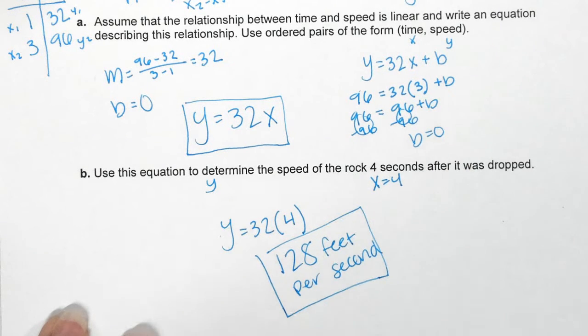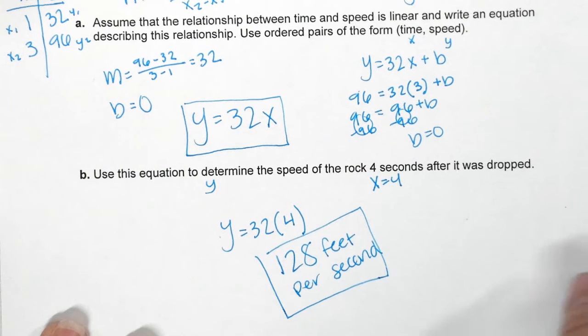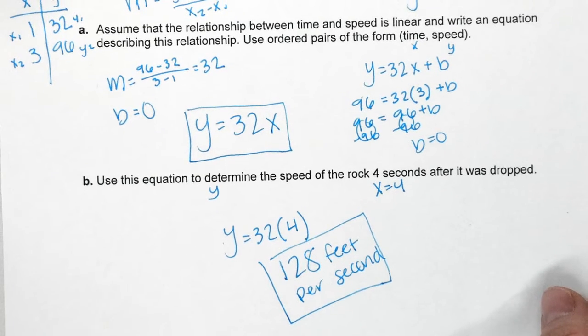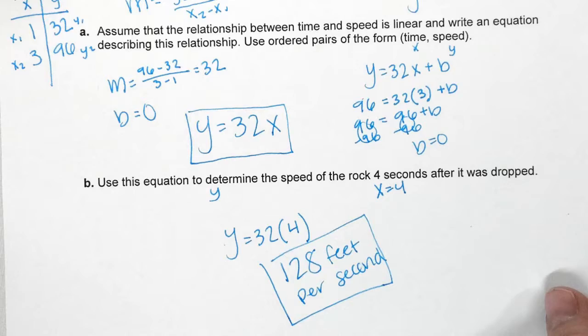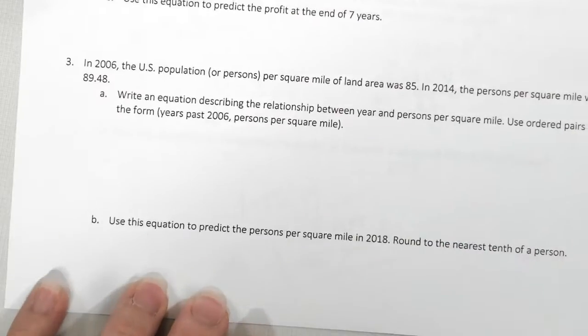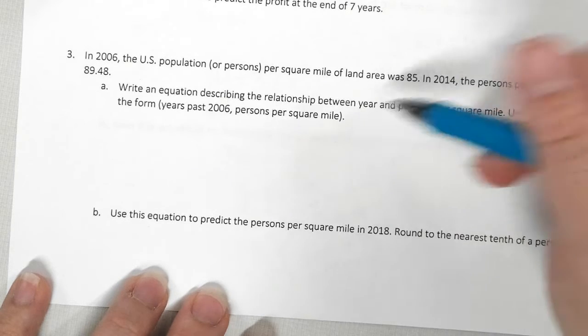Okay, and I'm also going to start the third one on the practice with you. I'm going to do half of that one with you. If you flip to the back and look at number 3. I don't have mine double-sided. If you look at number 3, it says in 2006, the U.S. population in persons per square mile of land area was 85. In 2014, the persons per square mile was 89.48. Write an equation describing the relationship between year and persons per square mile.